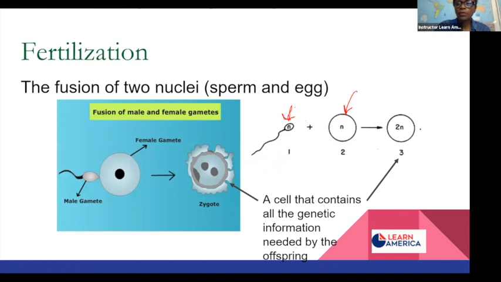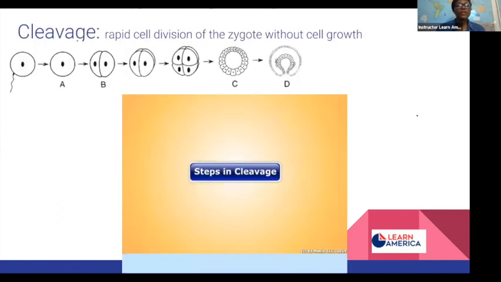And it's going to help to form the diploid number of chromosomes, meaning a full set of chromosome information. That fertilized cell is referred to as a zygote, and it's a cell that contains all the genetic information needed by an offspring. And so what you can see is, once the sperm and the egg meet, here A is your zygote.